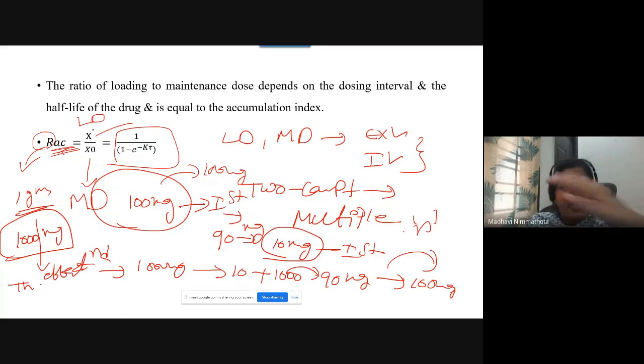Only one thing here: we are taking the drug in a repetitive manner. After eliminating our first dose, we take our second dose. Until we achieve the proper therapeutic effect, we can take our dose in a repeated manner.